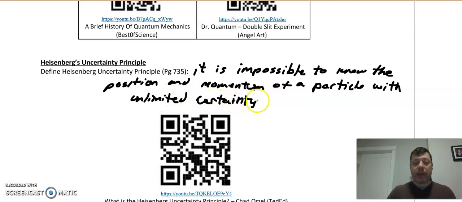Now, this deals with the very fact that observation winds up actually causing a change in momentum. So if you're trying to determine the position, you wind up losing information about momentum. Basically, the act of observing actually has an impact. Depending on which question you're asking, position or momentum, you wind up changing one or the other. And so you can't know both at the same time.